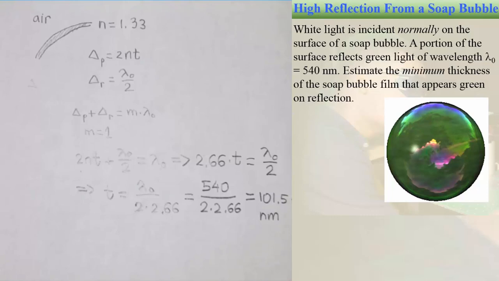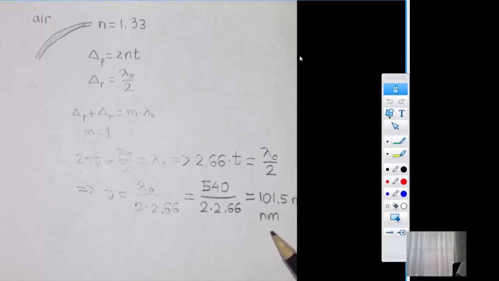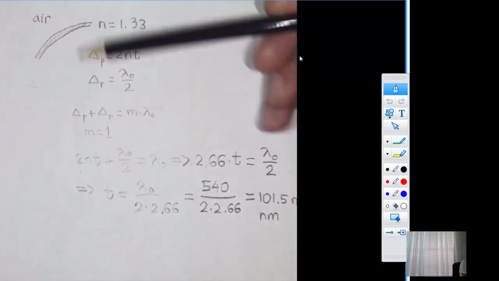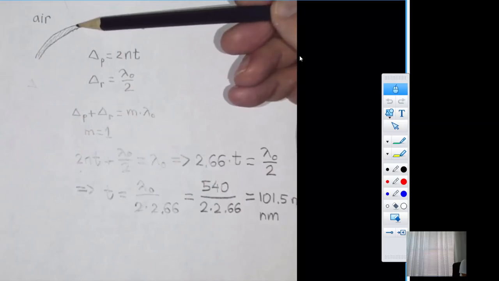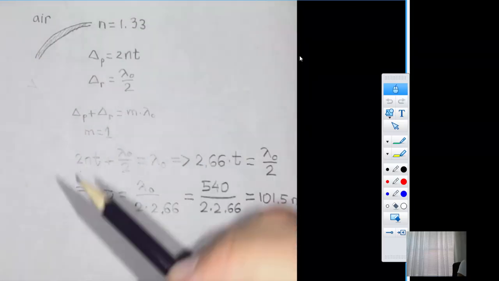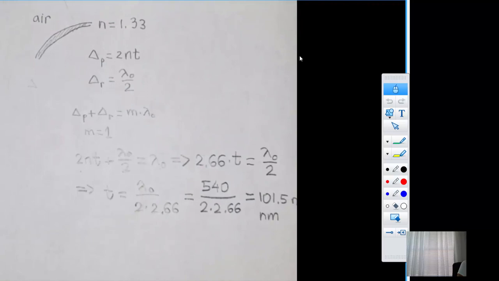So if the soap bubble is 101.5 nanometers thick at a specific location, a constructive interference is going to happen, where the light that's hitting the front surface of the soap bubble and light that's hitting the back surface and it gets reflected, these two light rays are going to add up and produce the constructive interference that is going to enable us to see that portion of the soap bubble as in a green color.